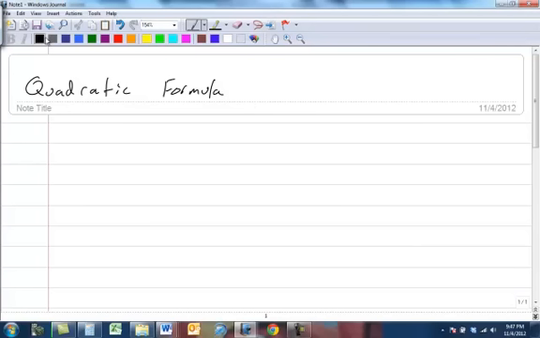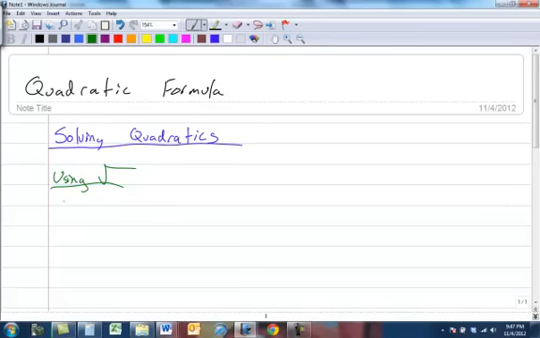Let's talk about what we've done thus far in Unit 5 as far as solving quadratics is concerned. We've learned 3 ways to solve so far. First one that we did was solve by using square roots. Let's do an example of that.